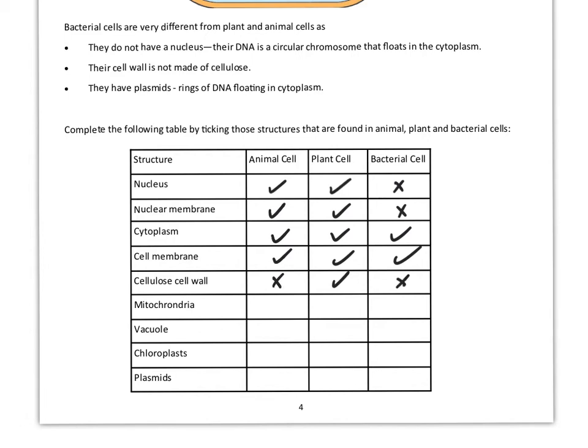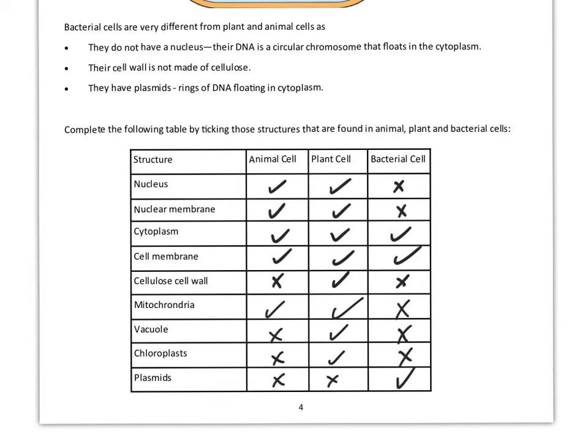Mitochondria, I've just been talking about that. So what do you think, Rebecca? Just animal and plant cell. Yep, just plant and animal cells. Vacuole, Sophia? Just plant cell. Correct, good. Chloroplasts, Rachel? Plant cell. Just the plant cell. And plasmids, Joshua? Bacterial cell. Just the bacterial cell. So check you've got that all filled in.